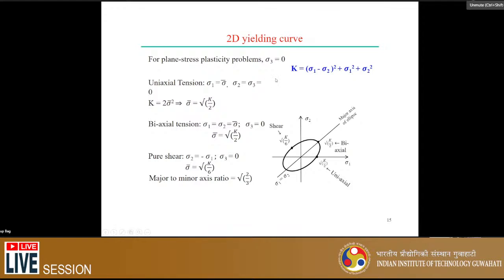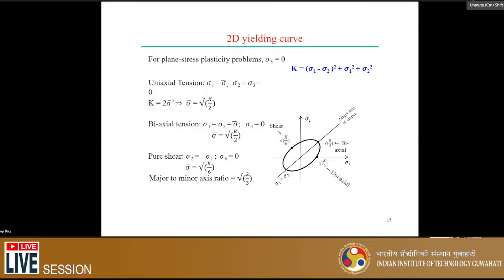Now that is basically this kind of ellipse, the equation of an ellipse. This point indicates the biaxial, root over k by 2, this point represents the uniaxial tensile data, and this point represents the pure shear condition. So sigma 1 and sigma 2 represent the axes, and the major axis of an ellipse, and we graphically represent this. So unless you define the k value, this is the general functional form.